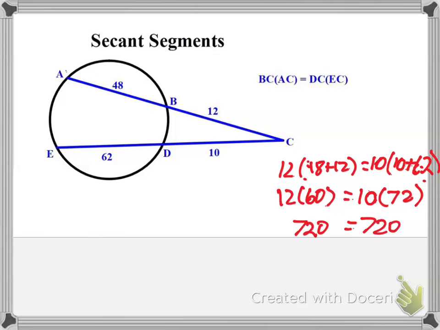Now, the easiest way to remember this, because there are lots of different things there, is this is the outside times the whole thing. The 12 times the whole AC, the 10 times the entire EC. So it's outside times the whole thing for both segments, and they're going to be equal. All right, so that's if you have two secants intersecting.